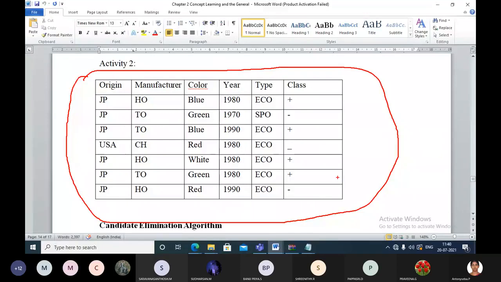To start with, you have a specific hypothesis. Then you consider the first positive data instance as hypothesis 1, and compare hypothesis 1 with your second data instance. If you want to generalize, you can generalize. Like that, you proceed until you reach the last hypothesis. Have you noted it?